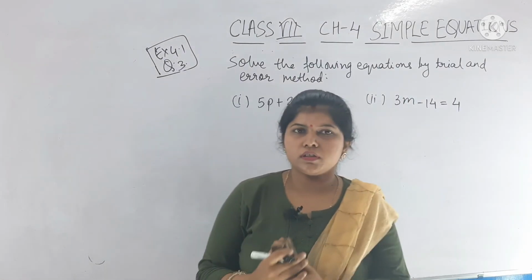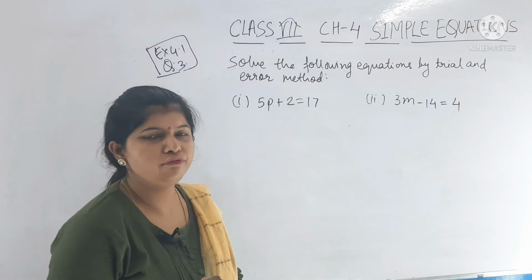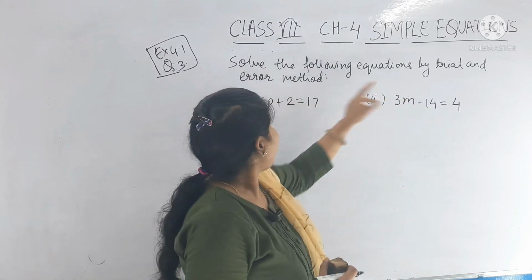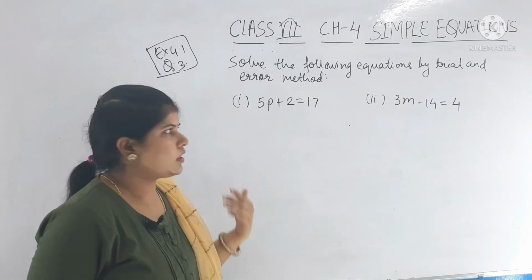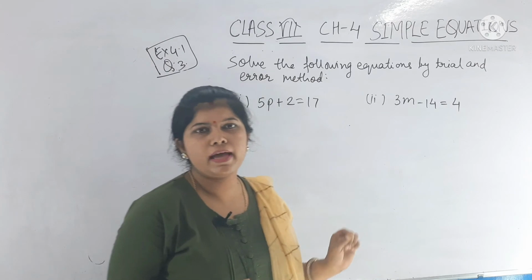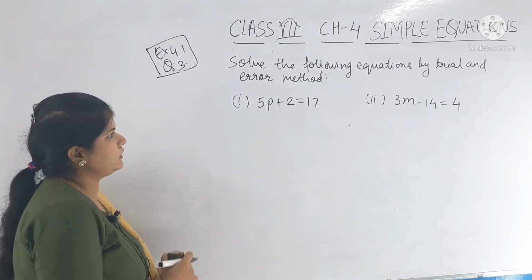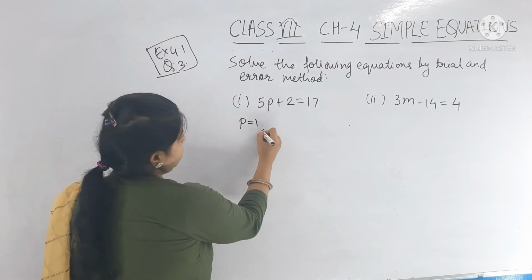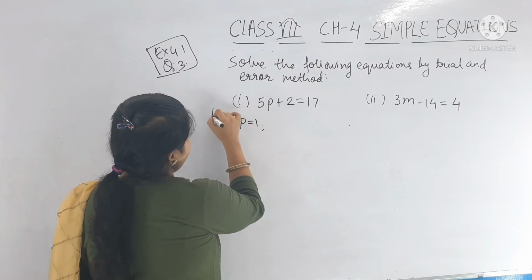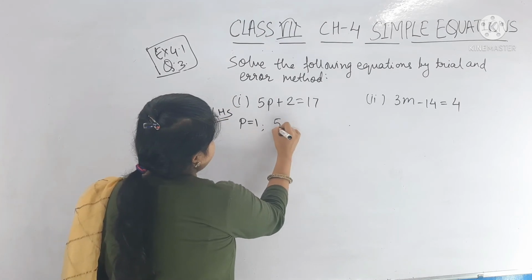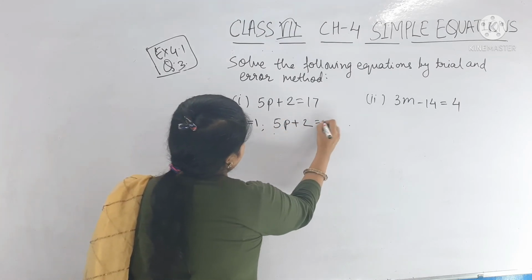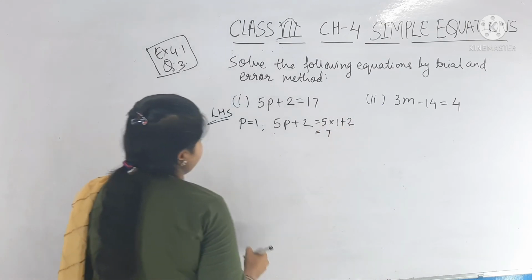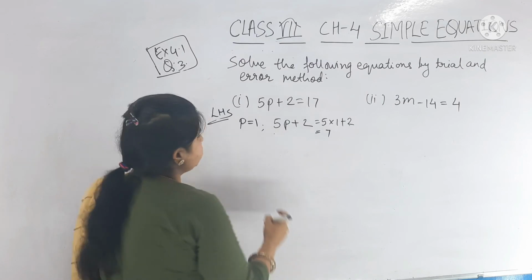Okay students, come to question number 3. We have to solve these two equations with the trial and error method. I had told you about this method in my introduction video. You can see it. Okay, here p equal to 1. For p equal to 1, I will solve LHS. 5p plus 2 equal to 5 into 1 plus 2, that is 5 plus 2 is 7. So not equal to 17.